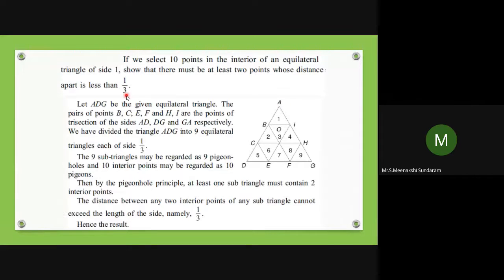So the same problem here, 5 points, here 1 by 2. Sometimes they can ask for 2 marks or 6 marks, etc. That is also one more important problem.